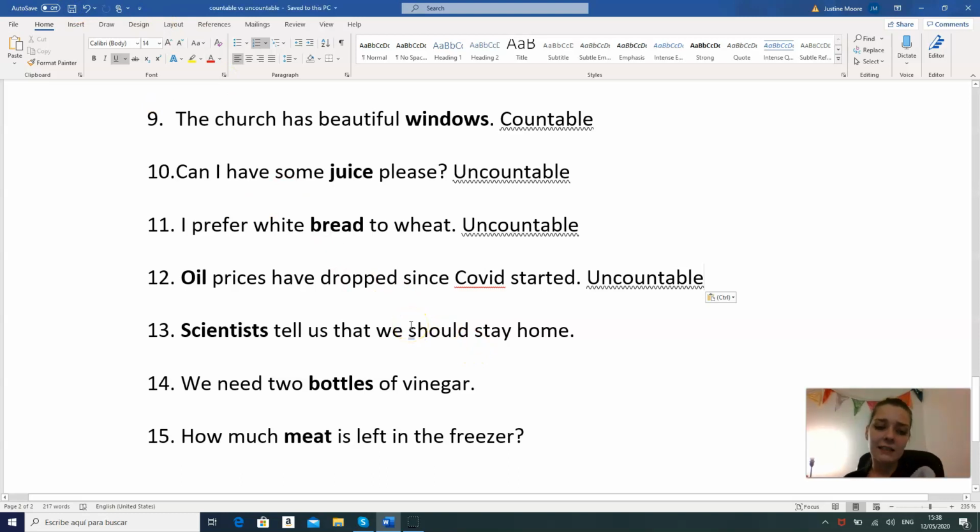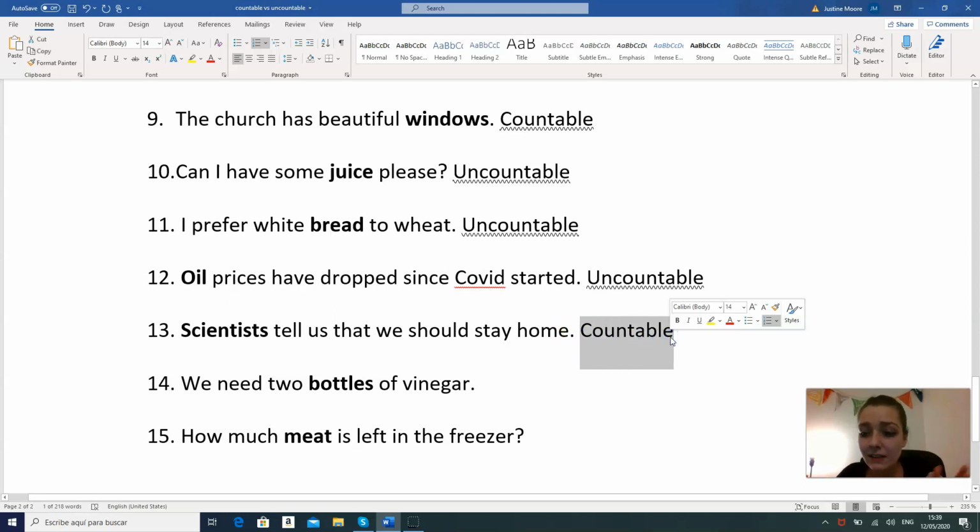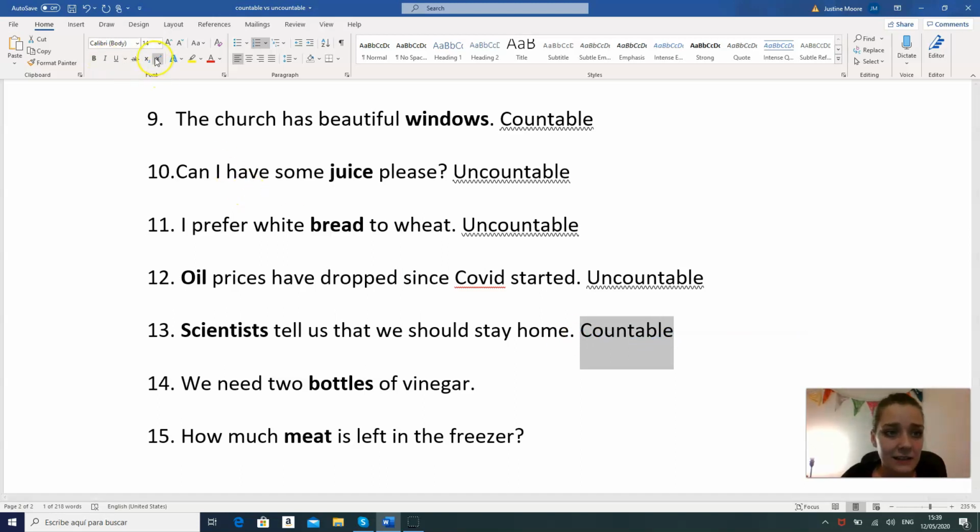13. Scientists tell us that we should stay home. Are scientists countable or uncountable? They're countable. How many scientists? One scientist, two scientists, three scientists? You can count. Scientists are people. You can count people. You can count scientists. Countable. All right, two more.